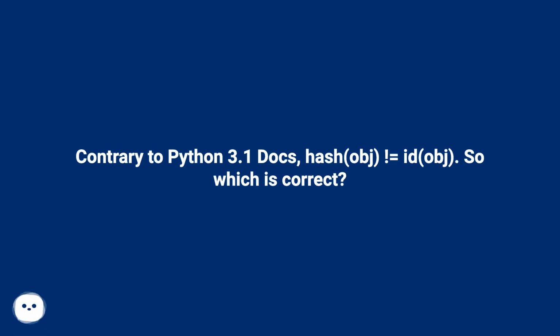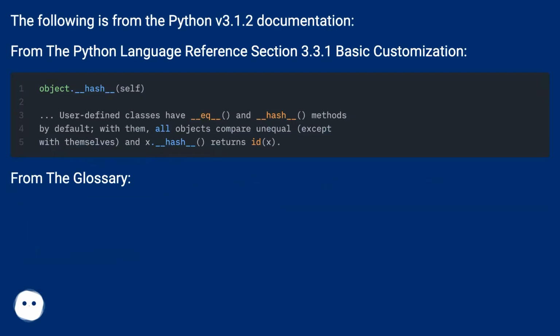Contrary to the Python 3.1 docs, hash(obj) does not equal id(obj). So which is correct? The following is from the Python version 3.1.2 documentation. From the Python language reference, section 3.3.1, basic customization.